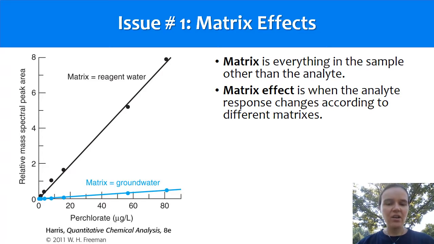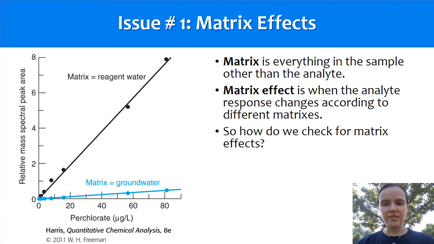The plot here shows the signal for perchlorate ions using reagent water, which is your nice steep curve with high sensitivity, which is probably the distilled water that you would use in lab to make your calibration curve, and groundwater, which is what you are actually interested in. And in groundwater, you see that it's got a much lower slope, 15 times lower sensitivity. So that's a matrix effect when you have this different slope.